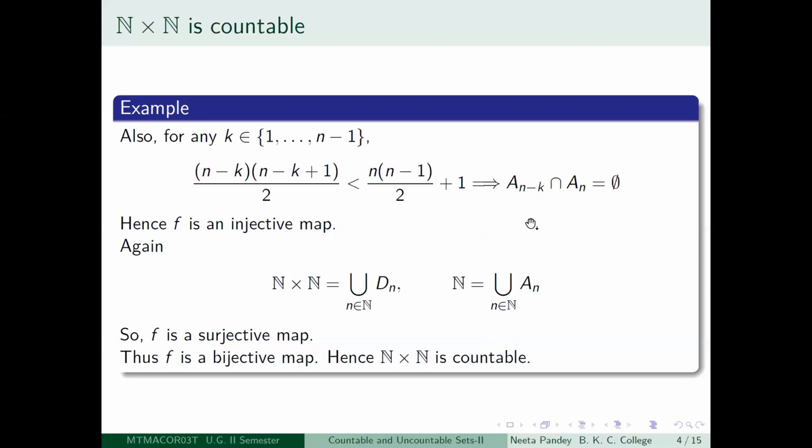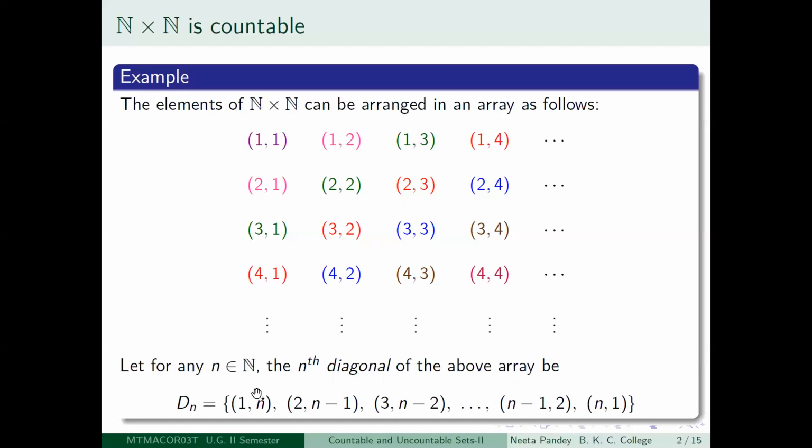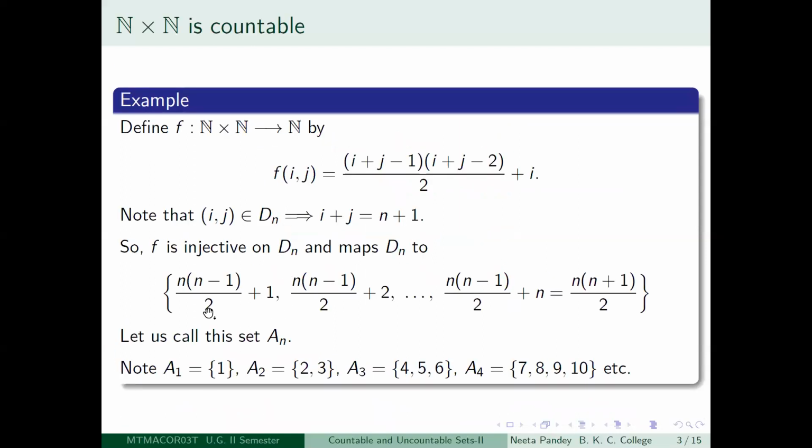Now dn is mapping onto an, right? That is what we have got. That dn had n elements, and here also you have n elements, notice. And the way we arrange the elements, we cannot talk about the first element or the second element of a set, but since we have a finite set, we have arranged it in a certain fashion. So this 1n is going to map to n into n minus 1 by 2 plus 1. 2n minus 1 is going to map to this one, and so on. So finally n1 is going to map to this one.